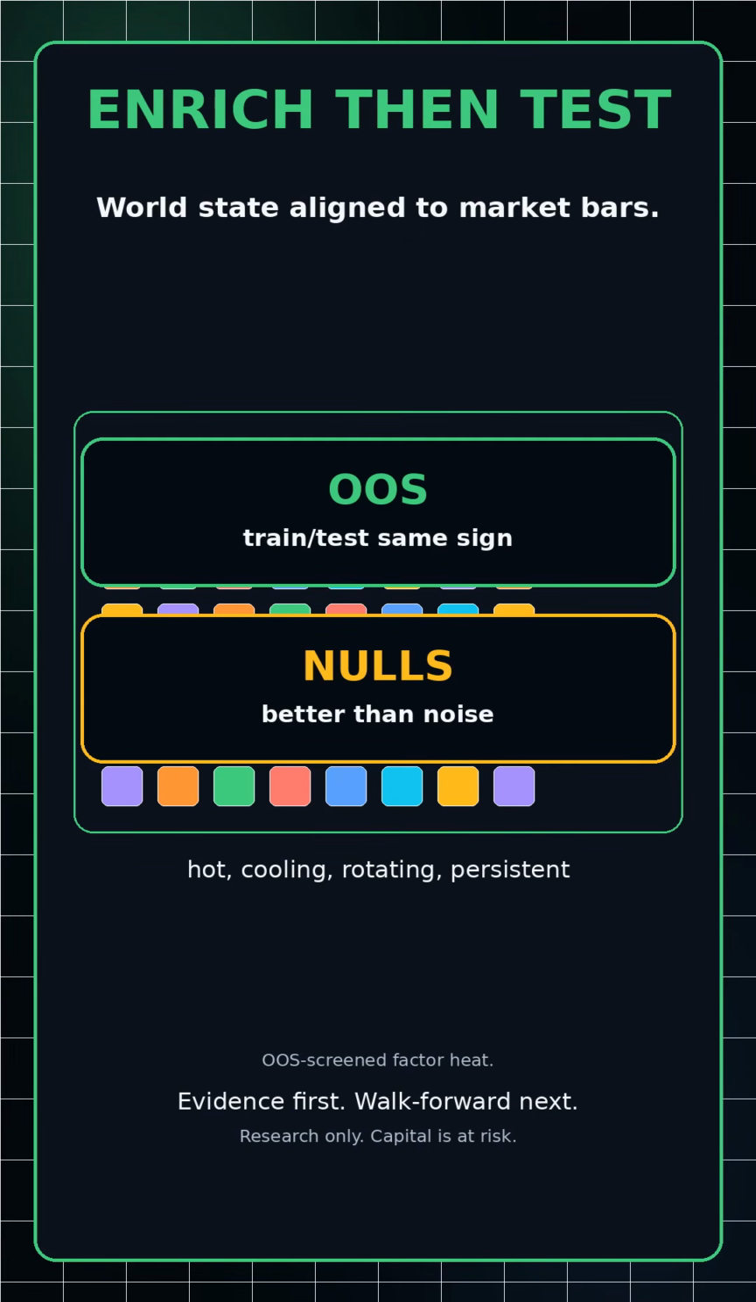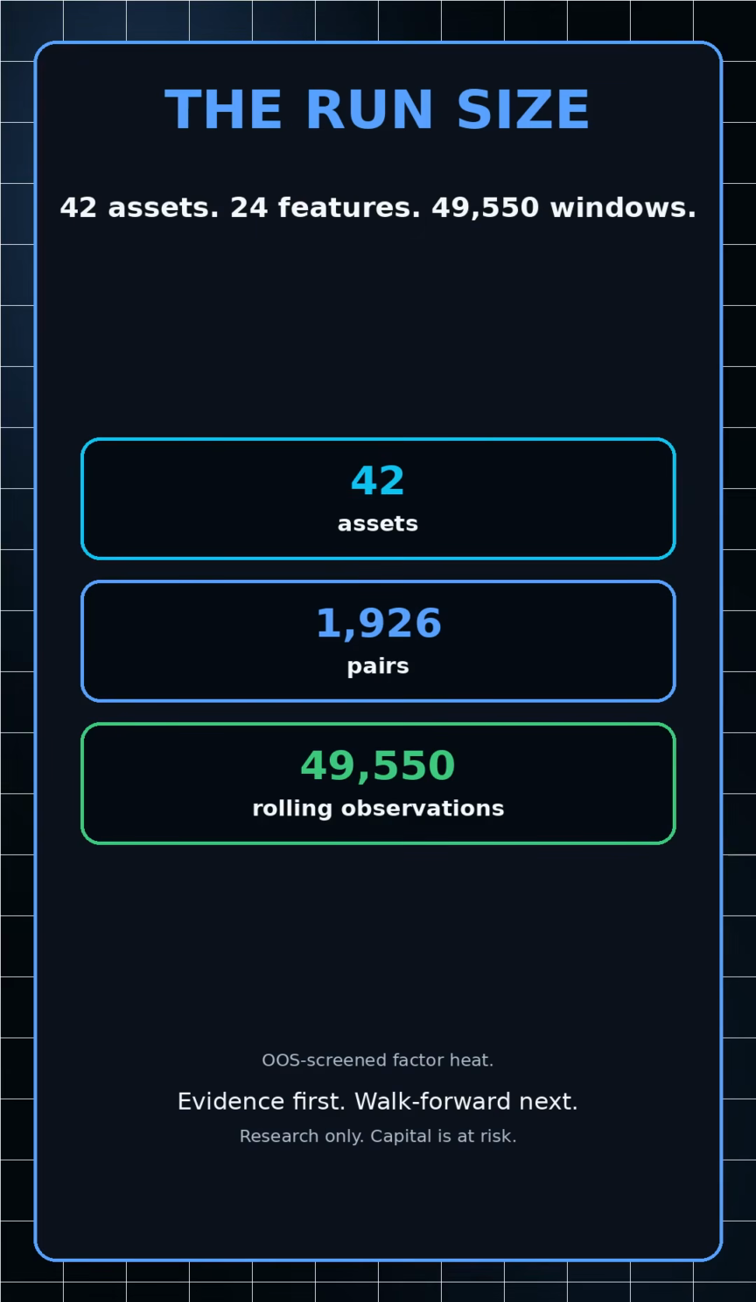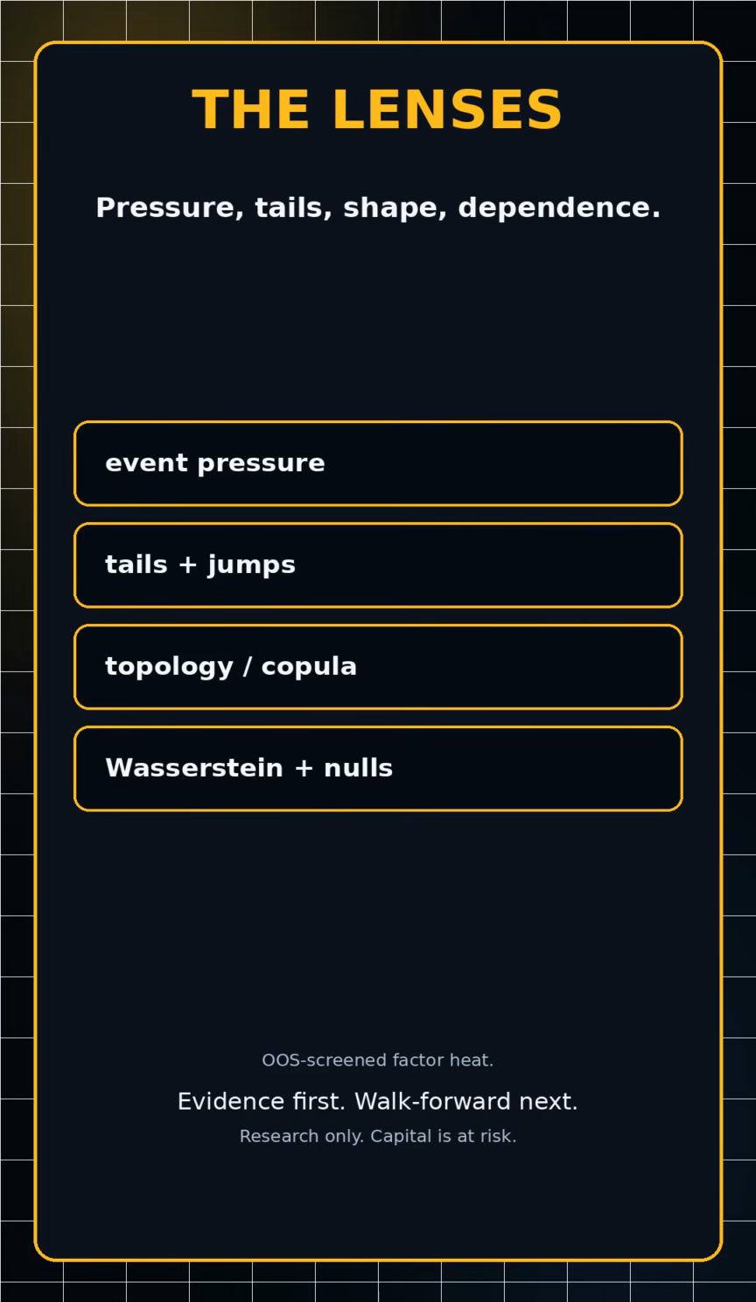Not exhaustive, not exclusive. Then OOS signs, rolling windows, nulls, baselines, and the stats battery ask if heat is more than noise. In this run, the scan covered 42 assets, 24 top feature candidates, 1,926 feature and horizon pairs, and 49,550 rolling observations. The stack is not only price action. It includes Hawkes-style event pressure, tail and jump risk, topology for market shape, copula-style dependence, Wasserstein distance, volatility texture, and baseline checks.